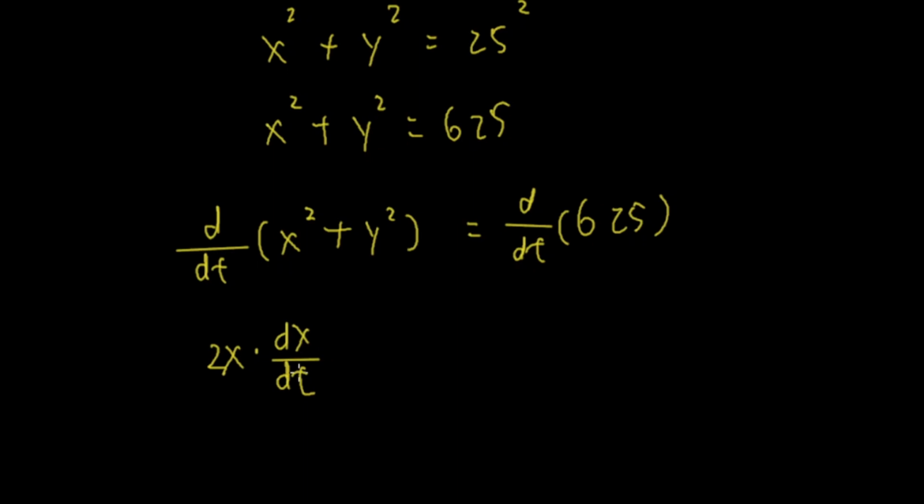You have this component here because you're not taking a derivative of x with respect to x. You're taking a derivative of x with respect to time. That's why you have dx over dt. Now, plus next, same thing here for y squared.